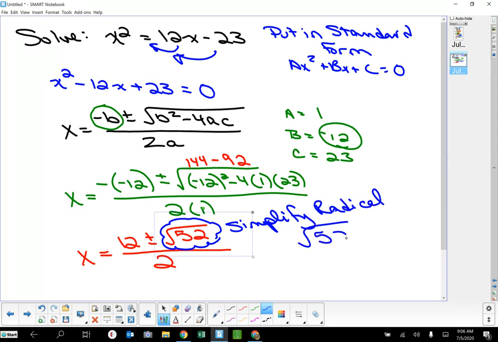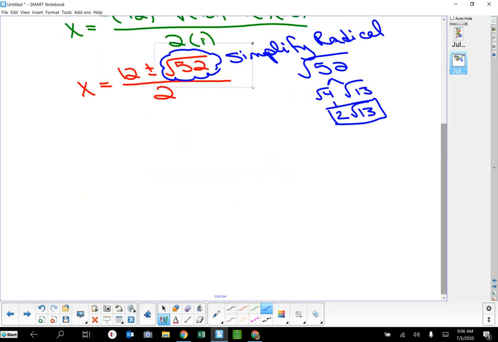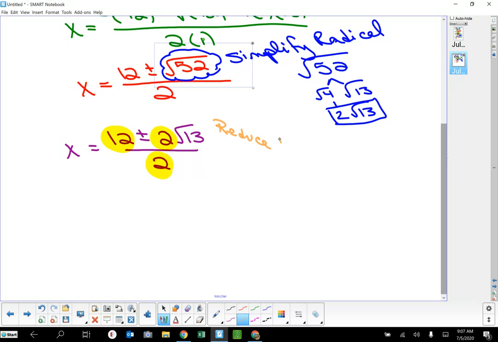And if we take the root of 52, that breaks down into, let's see, 4 and 13. The root of 4 is 2. So this is 2 rad 13 replaces the root of 52. So this is very different at this point from what happened in the last equation. So now we have x equals 12 plus or minus 2 rad 13 over 2. And then if you are able to divide all three of these coefficients or these whole numbers evenly by the same number, and you can see they all divide by 2, then you can reduce by dividing that number out.